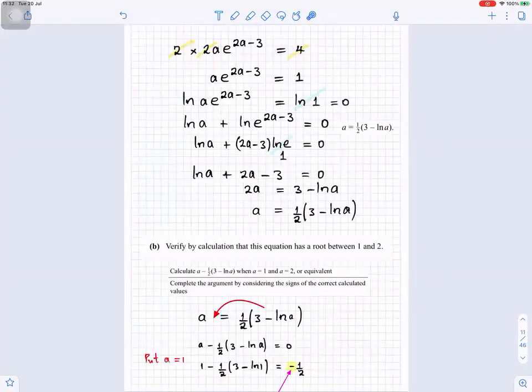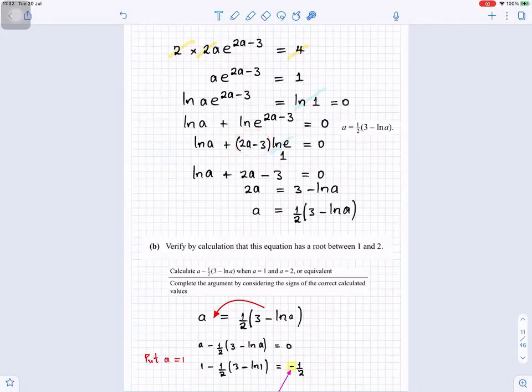Which, if you cross multiply, will be 2 times 2, a e^(2a-3) equals 4. The 2 times 2 is 4. It will cancel with that 4. So you got a e^(2a-3) equals 1. If you put ln in front, ln of 1 is 0. So you can separate this: ln a plus ln e^(2a-3) is equal to 0. So ln a plus 2a minus 3 comes to the front.